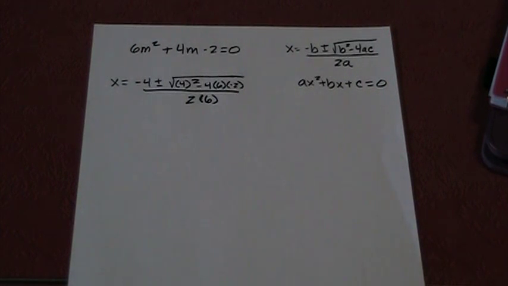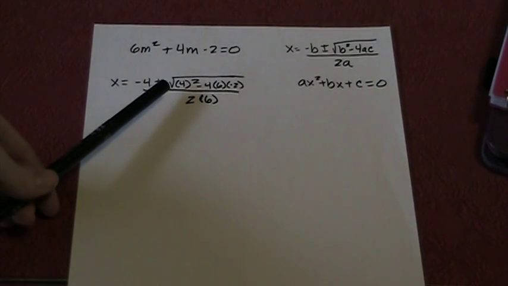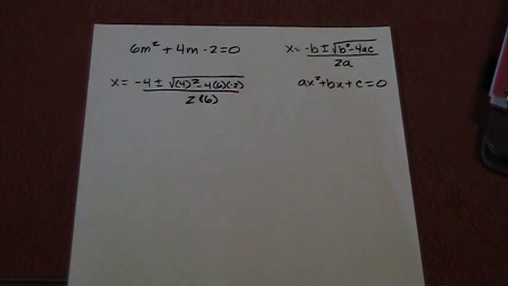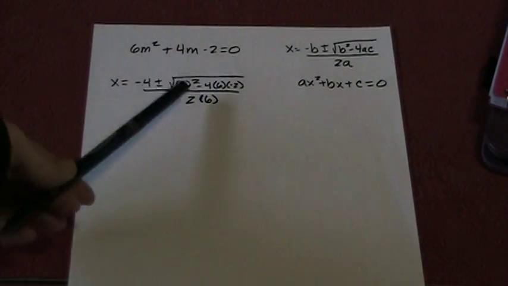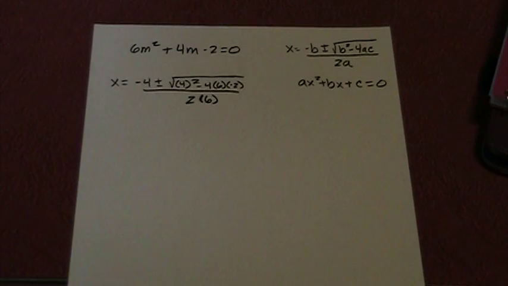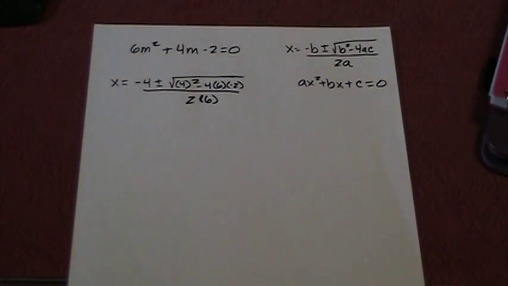What's inside of the radical is called the radicand, and we're going to simplify that first. I can do this by hand. I could square 4 and get 16, and then 4 times 6 would be 24, times -2 is -48, minus -48 would be plus 48, so I do 16 plus 48 in my head. The other option is to, of course, put it in your calculator. If you aren't confident doing these in your head, then I suggest putting it in your calculator.